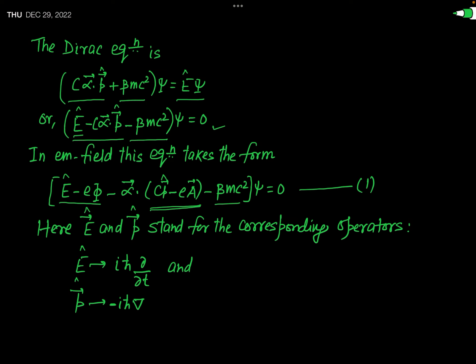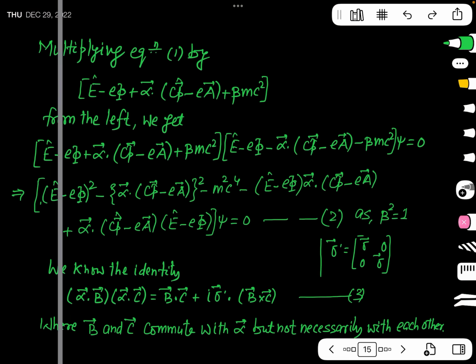As I have told you, all the observables here, like E and P, are actually the operators associated with the energy and momentum. So here this E hat means iħ ∂/∂t, and P hat means minus iħ del, okay? But we will not use this operator form. We will simply use the symbols E hat and P hat for the energy and momentum operators, okay? So this equation 1 is the Dirac equation in an electromagnetic field, okay?